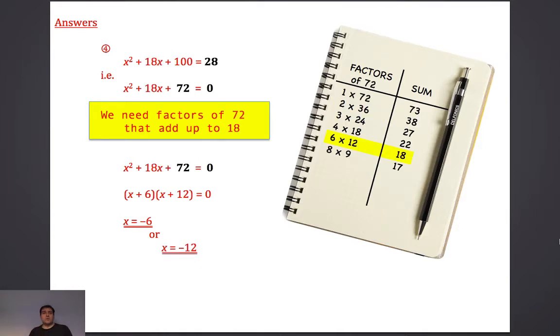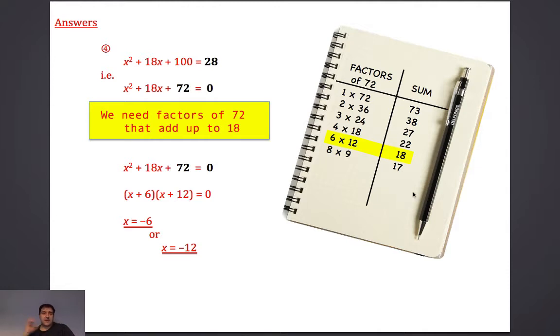And then question 4, x squared plus 18x plus 100 equals not 0, but 28. So what I've done is taken away 28 from both sides and got x squared plus 18x plus 72 equals 0. An equation is like a balance, so if you do exactly the same to both sides, you've still got something that balances. The advantage is that now we've got something equal to 0, we can do the thing with two brackets multiplied together equal to 0.